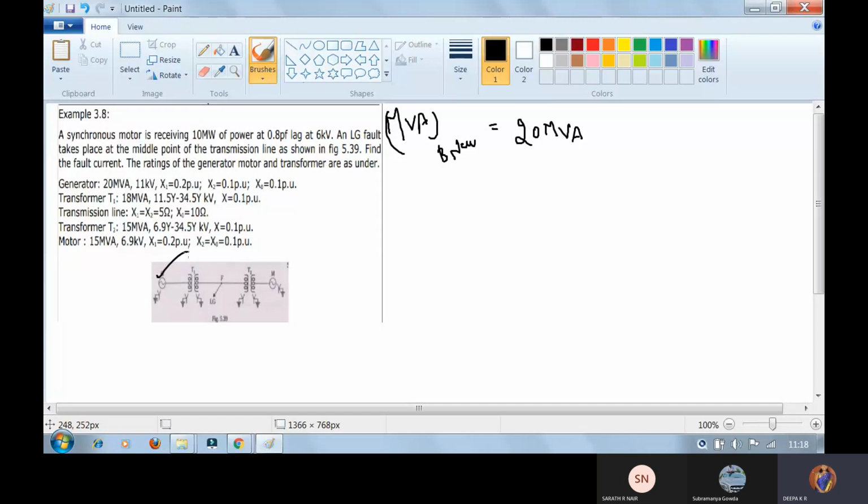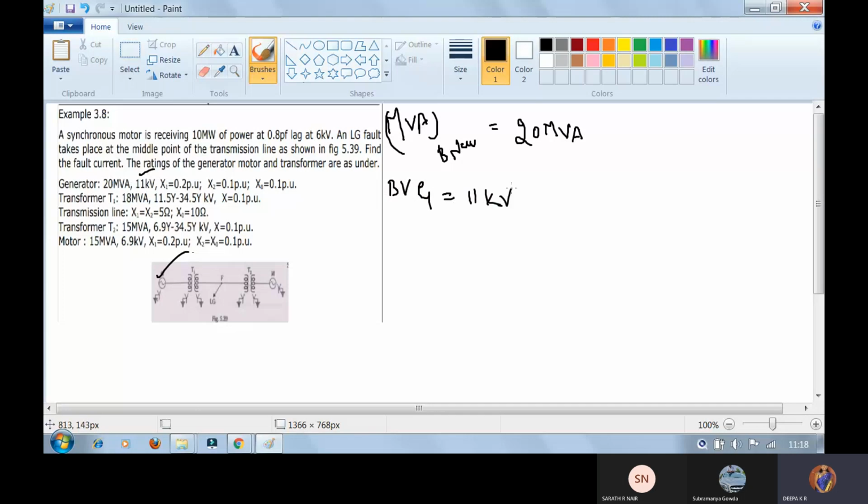Then base voltage on the generator. We need to find out the base voltage. So what is the base voltage of the generator? In the problem, it is given as 11 kV, right? Base voltage of generator is 11 kV, which is given in the problem.